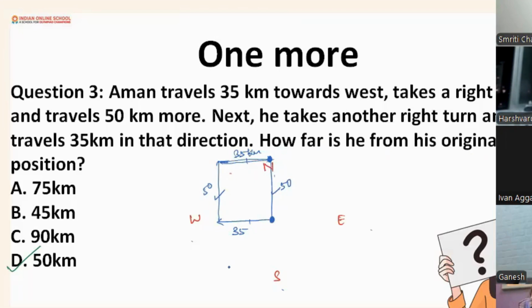Got it? Ma'am, so isn't it like how much distance he has traveled from the original position? No. The question is how far is he from the original position? This is the original position and he is here. So that needs to be 50 kilometers. Got it? What you are saying is that we need to add this and this. Correct? No, we are not supposed to do that. The question is not asking how much total distance he has covered. Got it?